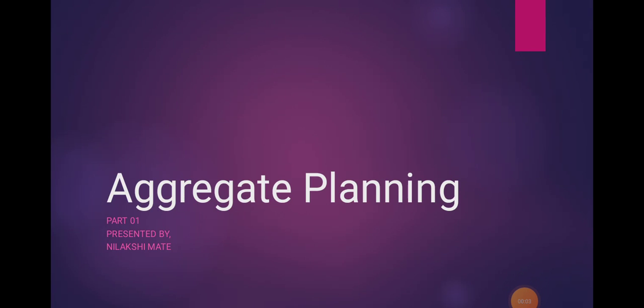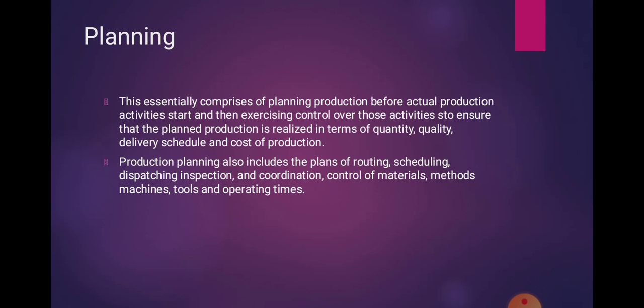Today we start aggregate planning. So before going for the actual meaning of aggregate planning and aggregate planning strategies, there are different methods. We have to understand what is meant by planning, and it comes under the production planning and control. So what is the production planning and control system? It must have to know. So we go first about what is meant by production planning and control, then what is meant by planning.